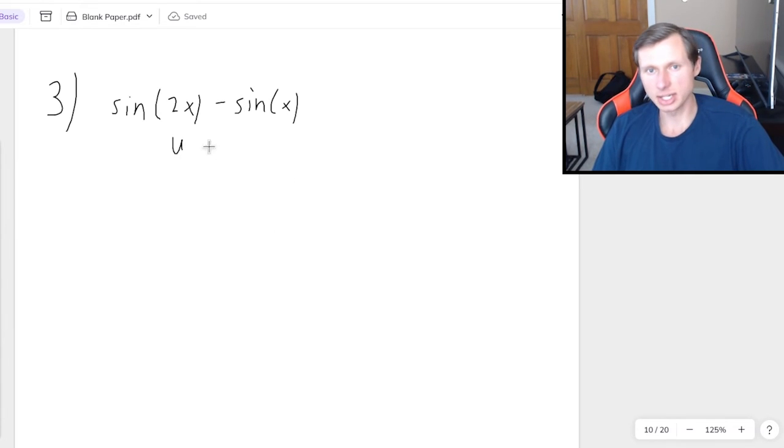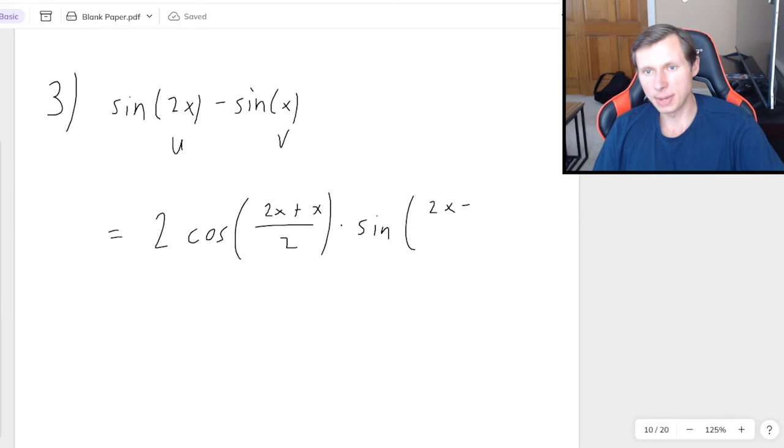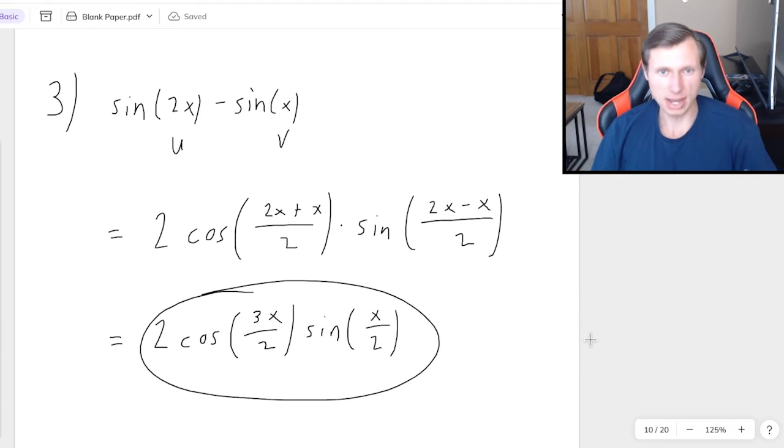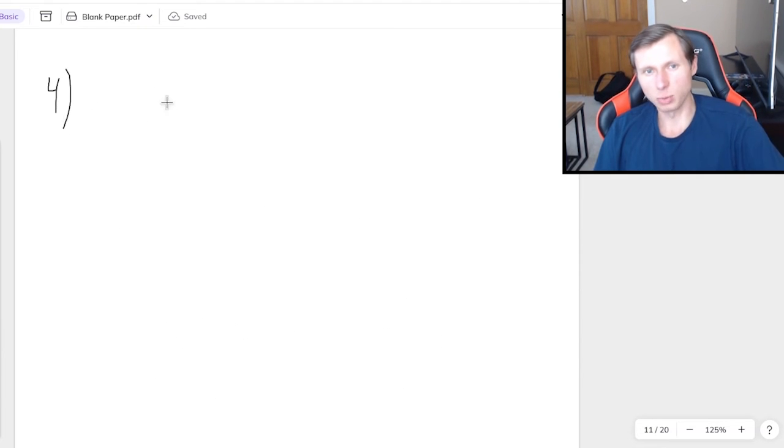This is the sine u minus sine v case. So just plugging that into the formula, 2 cosine of (u plus v) over 2 times the sine of (u minus v) over 2. And this can simplify a little bit. It'll simplify to 2 cosine of 3x over 2 times the sine of just x over 2. And that's our final answer for that one. And then just one more, and we'll be done.